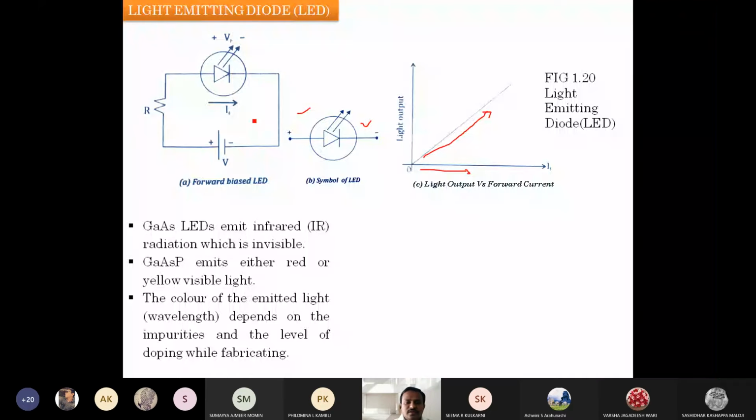The color of the emitted light, generally we consider as a wavelength. It depends on the impurities and the level of doping during fabrication, that is, how much impurity we add to the intrinsic material. So we get different colored LEDs.